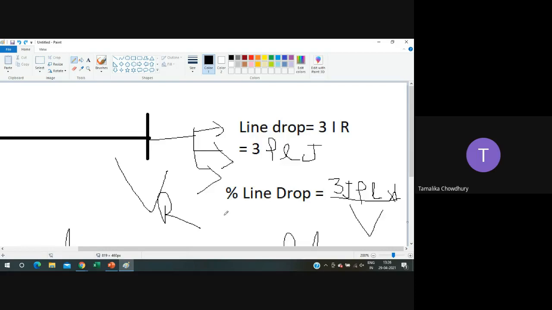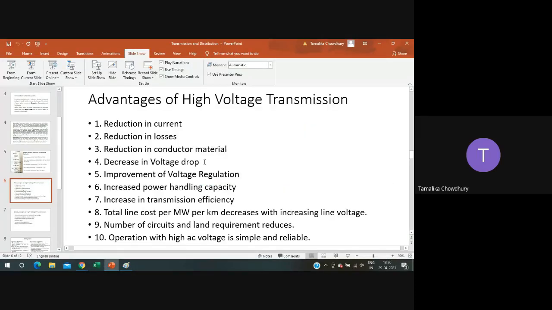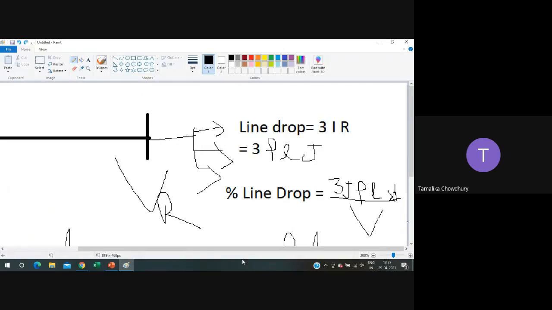So here this goes to the third point. The third one, no, sorry, the fourth one. The fourth one is the decrease in the voltage drop. Next is the improvement of voltage regulation. This goes the same way because voltage regulation is actually calculated with the line voltage drop you saw. Just a moment.